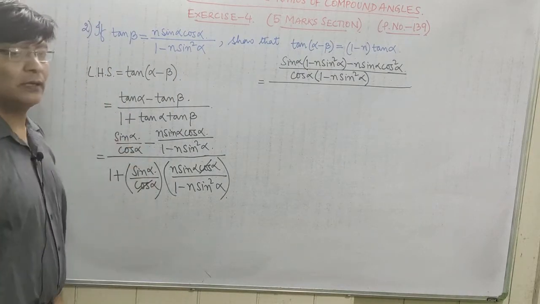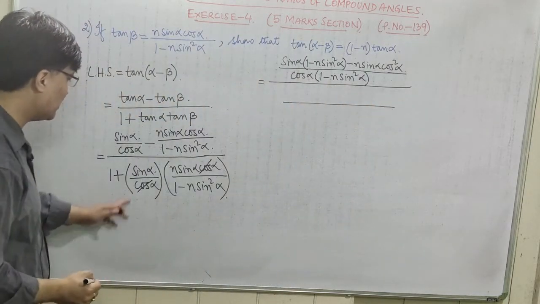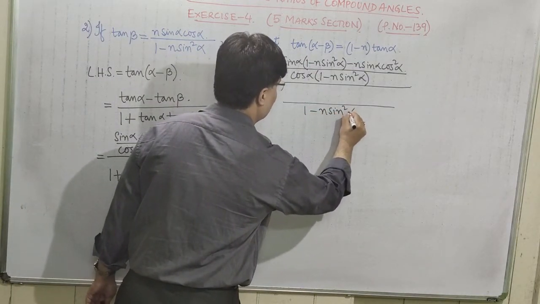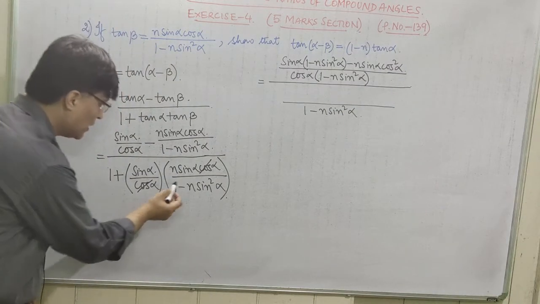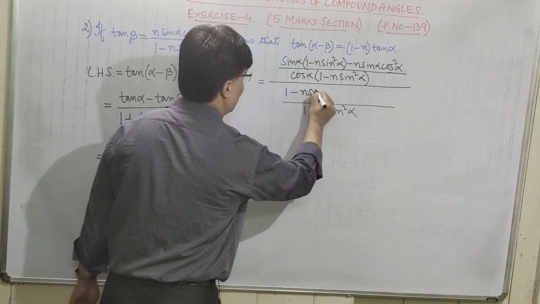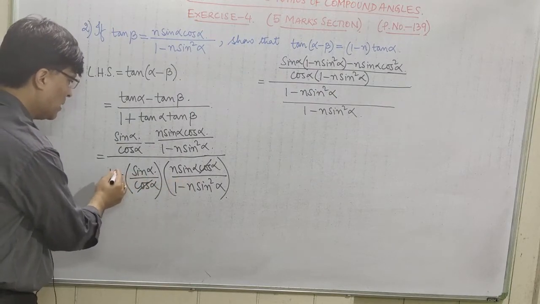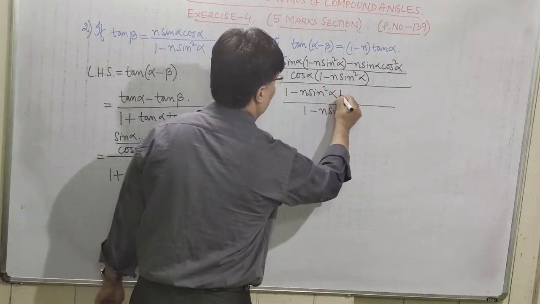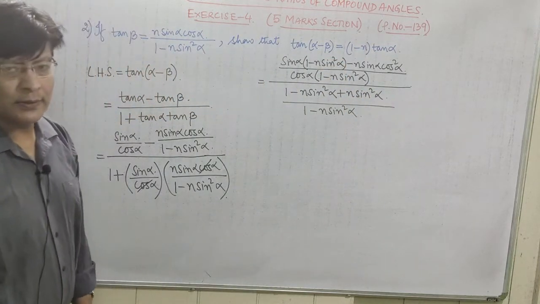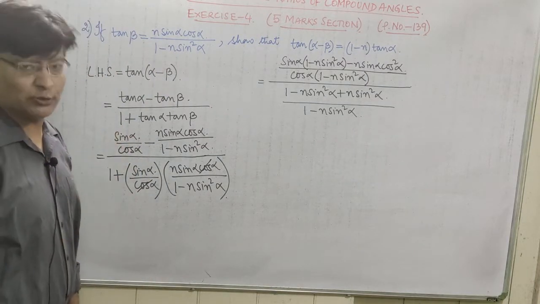So we have simplified the numerator. Now let's simplify the denominator here. So what's the LCM here? The LCM is 1 minus n sine square alpha. Now it should be multiplied by 1. What do we get? 1 minus n sine square alpha, then plus n sine square alpha. So I think you have understood it. Okay, so we have simplified the denominator.